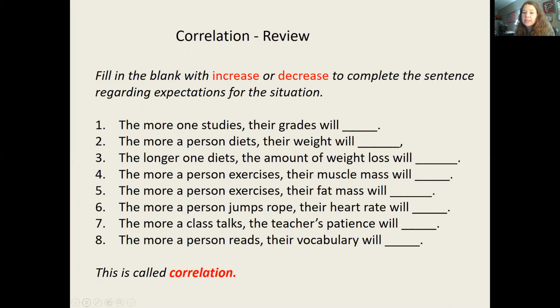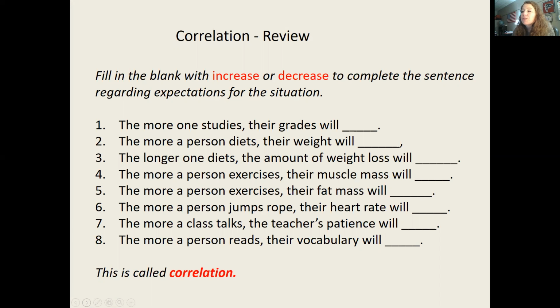As the time one spends dieting increases, the amount of weight loss will increase. That would be a positive correlation. The more a person exercises, their muscle mass will increase. So that is a positive correlation. The more a person exercises, as the minutes increase, their fat mass will decrease. So that's a negative correlation.